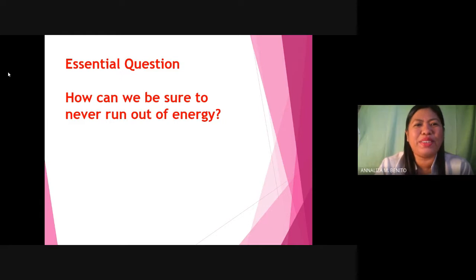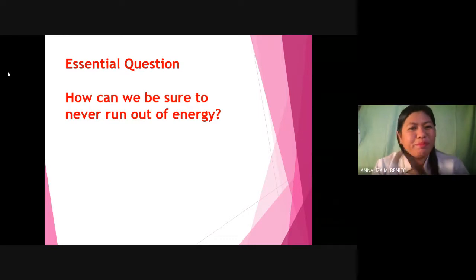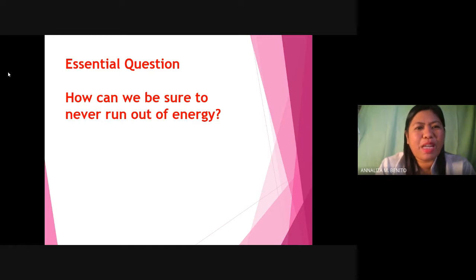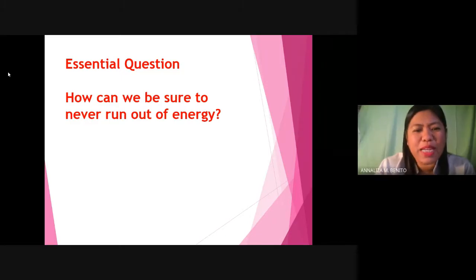This is the essential question: How can we be sure to never run out of energy? How can we be sure to never run out of energy? Yes. There are many sources of energy. We have renewable energy like hydrothermal, solar, and wind energy. Okay. So, class, we cannot be sure about how much energy was left. So, we do not know that.